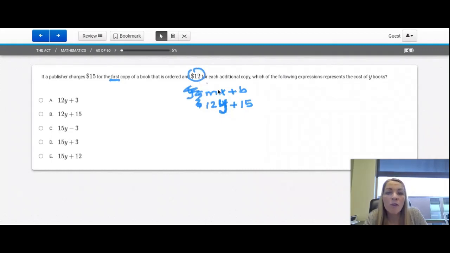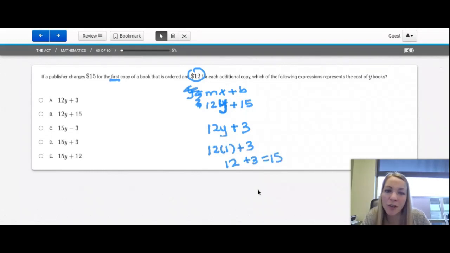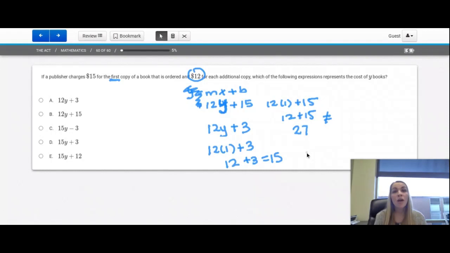You need to subtract 12 from this 15 to get the price of the 0 book, if you will, okay? So 15 minus 12 is 3. Now we'll see if I plug in a 1 for the first book, 12 times 1 is 12 plus 3, I get my first book is $15. If I did that here, 12 times 1 plus 15, well, that's 12 plus 15, and my first book is not 27, okay? So don't let them trick you on the last one. Just read the question really closely. So this was option A.